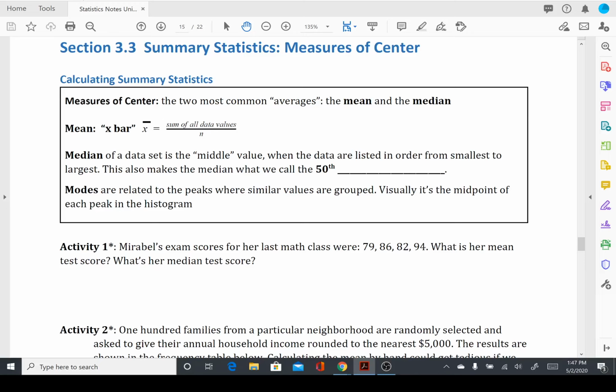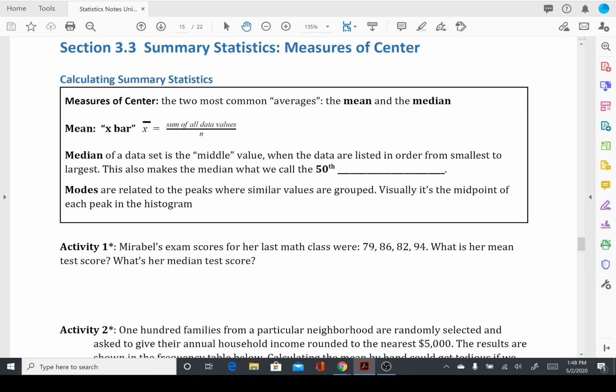Mean, or arithmetic average, is also written x bar, an x with a line over it. What you do to find the mean is add all of the data values together and divide by the total number of data values. The median of a set of data is the middle value.